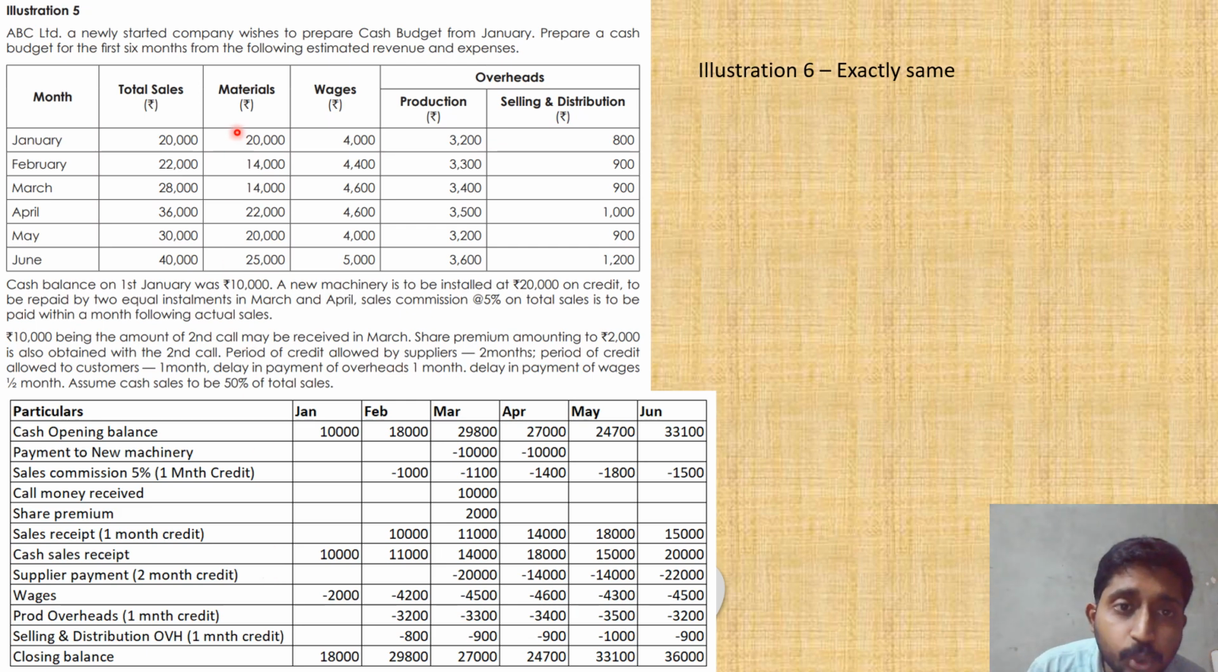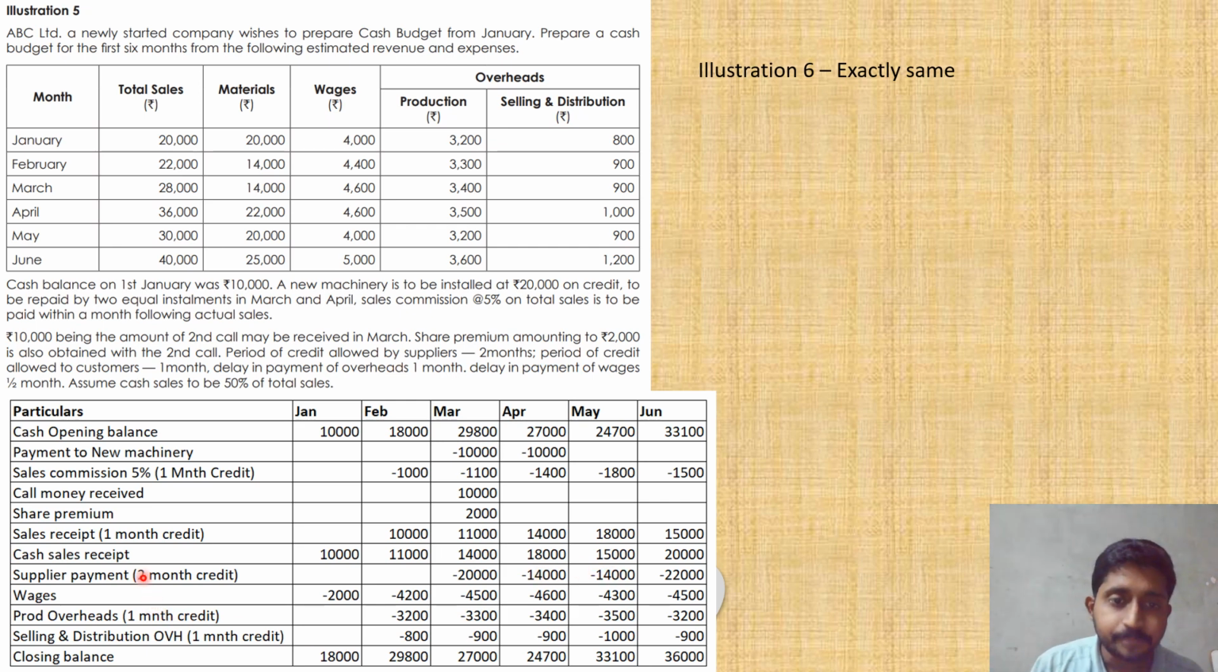Okay. So for example, 20,000 rupees materials you have got in January, but actually you will pay for it 2 months later, February and March. Okay, March month only you will pay. So supplier payment I have put in negative sign because it is cash that is going out. So 20,000 in March. Okay, 14,000 bought in February, so 14,000 in April. So with 2 months delay you can plot it down.